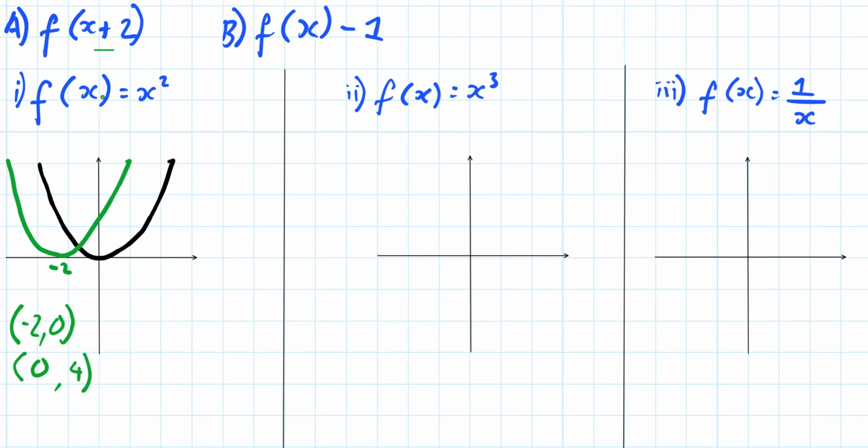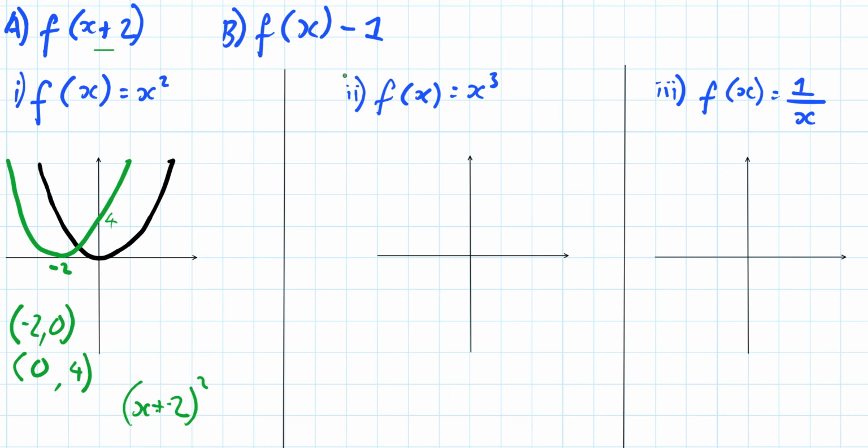The reason why it's 0 and 4 is because we put the x plus 2 in here. It's going to be x plus 2 squared. Let me just explain a bit better. This is the graph that we're drawing. If we expand that out, we're going to be left with x squared plus 4x plus 4, and that's where we get the 4 here.